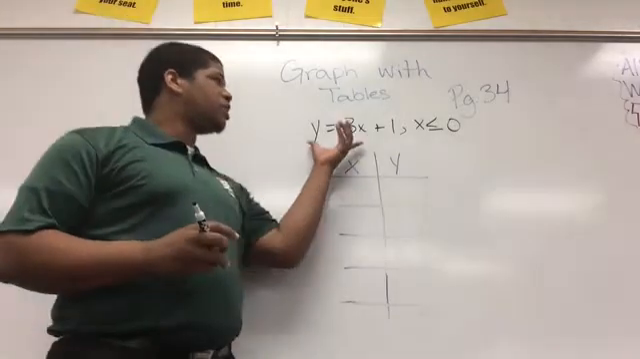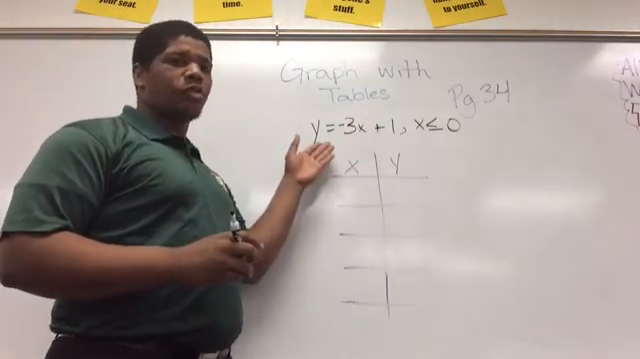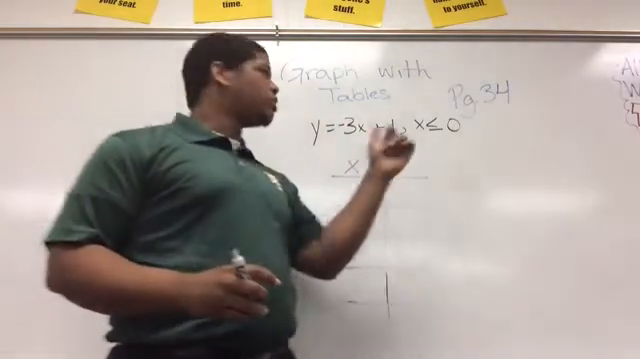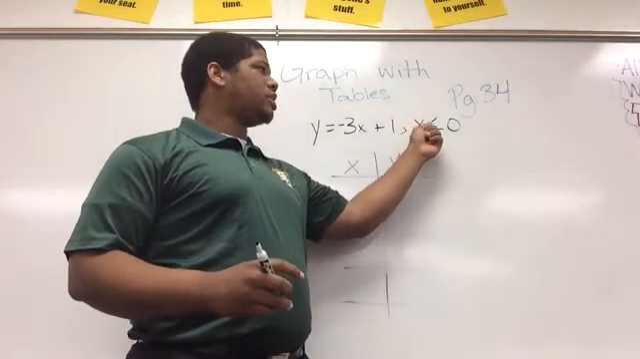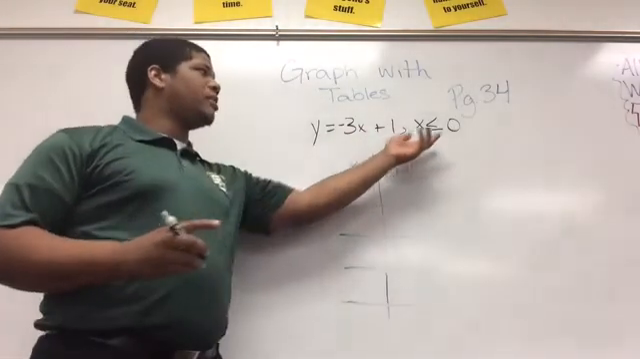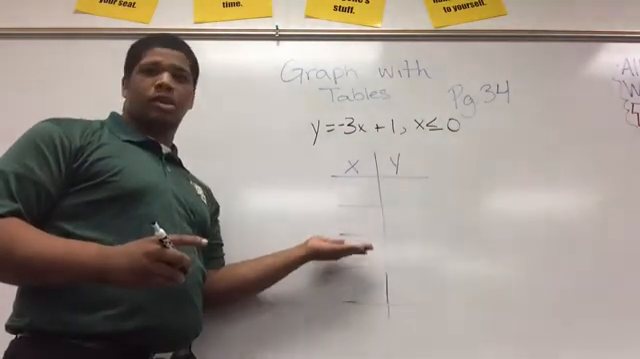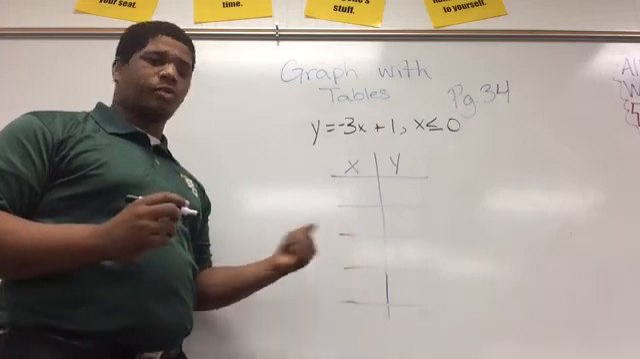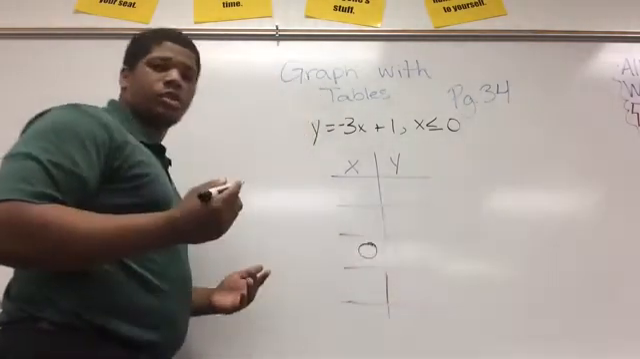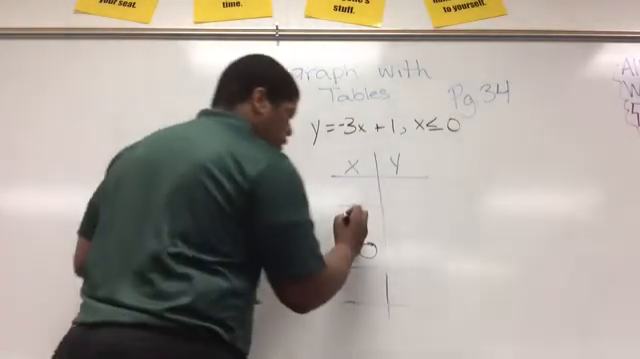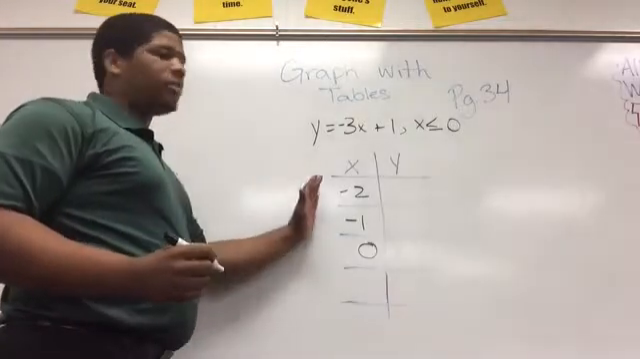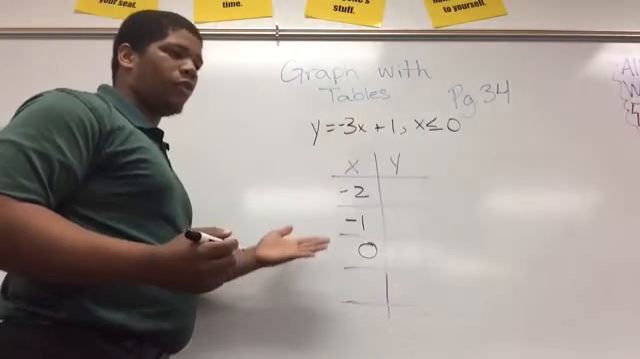Okay, for this problem, you can see I'm given another equation, y equals -3x plus 1, but this time I'm also given a limit, which is x is less than or equal to 0. So because of that, all my numbers that I put in my table need to be less than or equal to 0. So once again, I'm going to start with 0, and this time I'm only going to choose 3 numbers. So I'm going to go 0, -1, and -2. And I'm still going to plug in everything like I've done before.